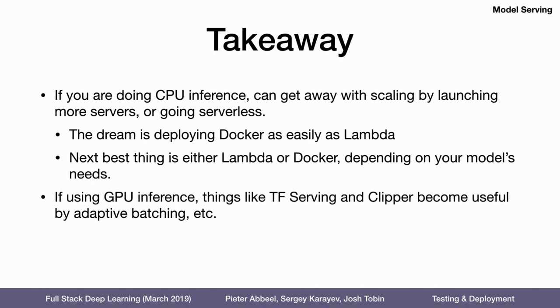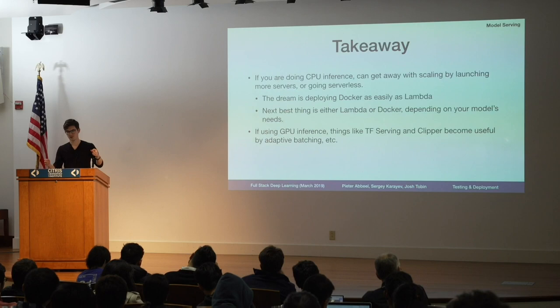And then if you are using GPU inference, then things like TensorFlow Serving probably make sense, or maybe an open source version of something like that, like Clipper. What they can do is, let's say you get 10 requests per second, maybe you can package them up into a batch of size 10, push it through the GPU, then return it correctly to all the callers.